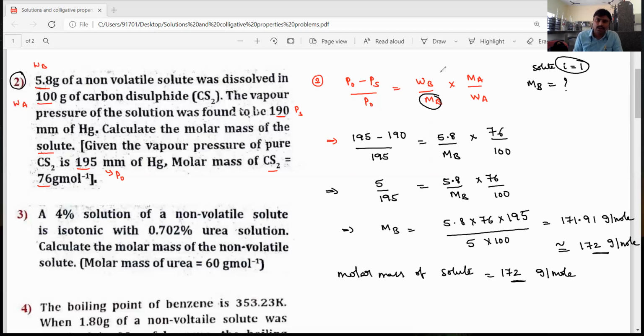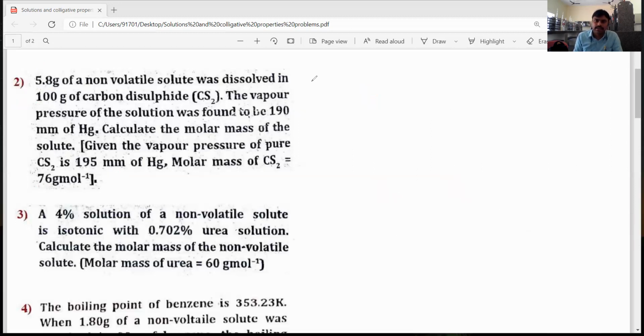Okay students, let's see the third question. What is the given third question, dear students? The given third question is: a 4% solution of a non-volatile solute is isotonic with 0.702% urea. So calculate the molar mass of the non-volatile solute. The gram molecular weight of urea is given, which means both the urea solution and the non-volatile solute solution are isotonic.